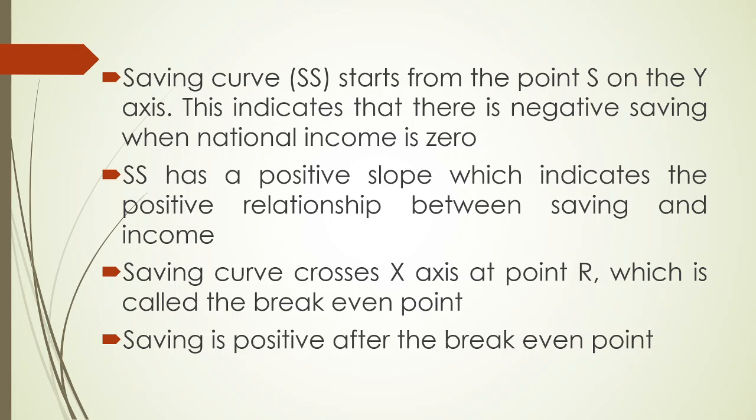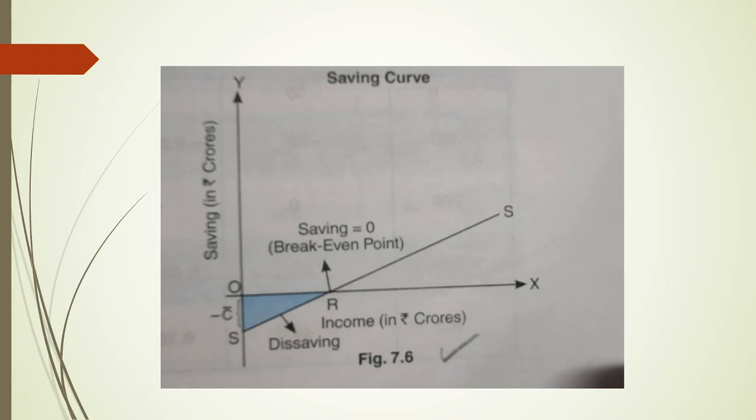Next point is that the saving curve crosses the x-axis at point R, which is called the break-even point. You can see here that the SS curve starts from a point below the x-axis and it has a positive slope, that is, it slopes upward. This indicates that with the increase in income, saving also increases.